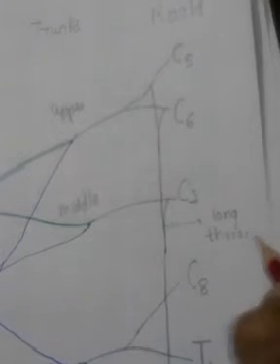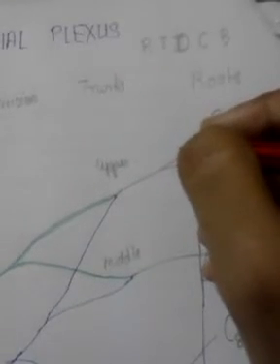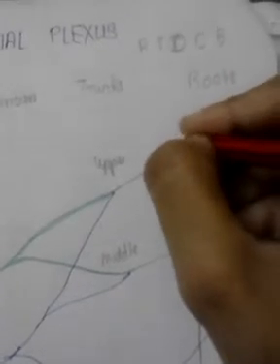Now the branches. From C5, C6 and C7 arises the long thoracic nerve, which supplies the serratus anterior. Then from C5 arises the dorsal scapular nerve.